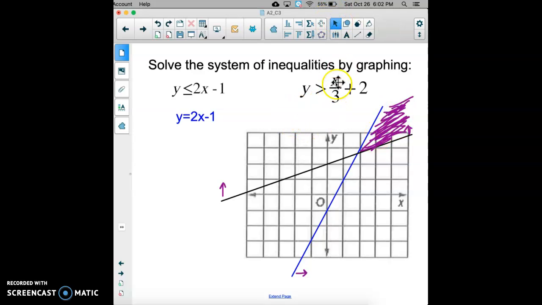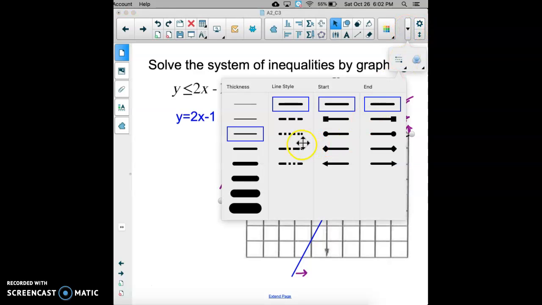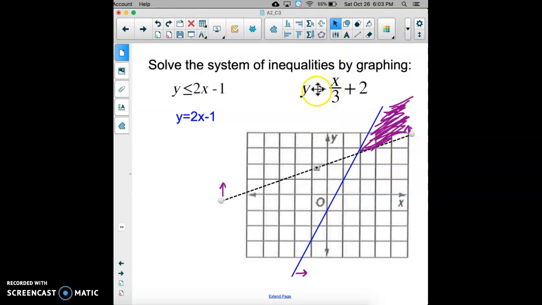And I will go back because I did make a mistake, and I'm seeing it here now. This line was actually supposed to be, did anyone catch me on my mistake? It's supposed to be dashed, because there's no little line underneath that inequality sign. It doesn't change where I shaded, doesn't change how I graphed or anything like that. It just changes the line itself. So there's that one.